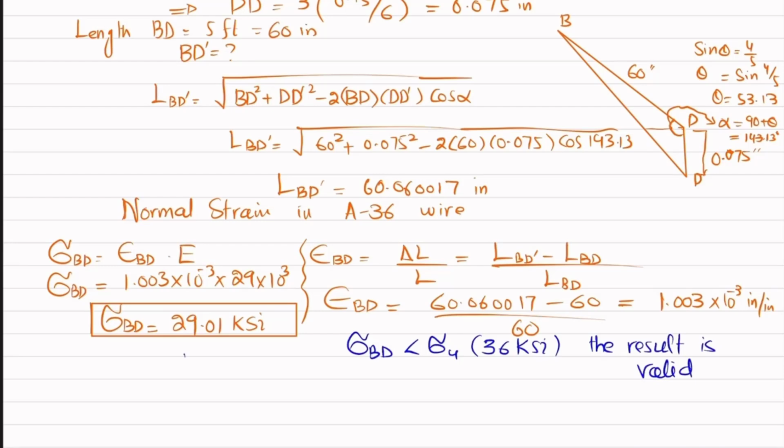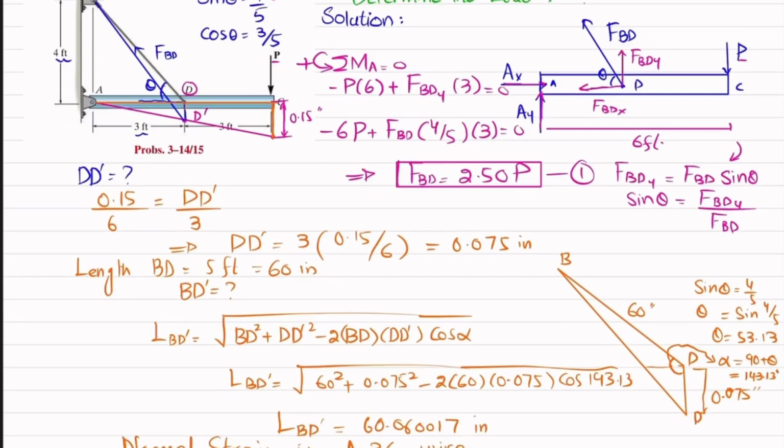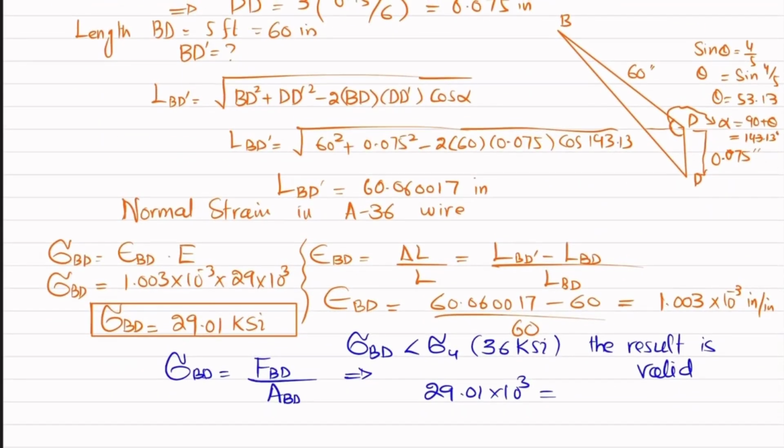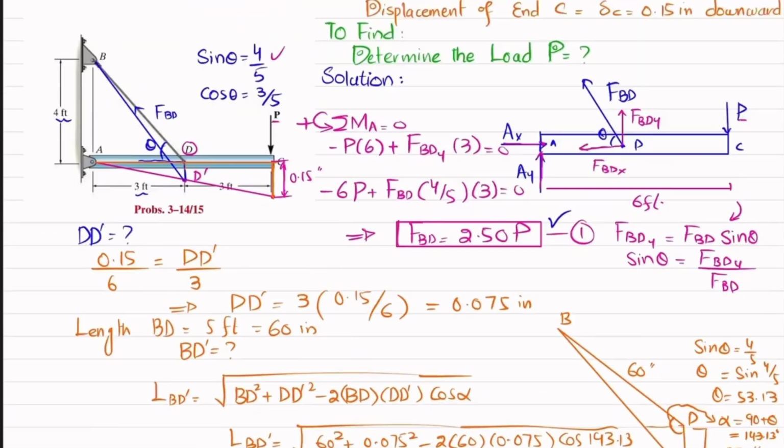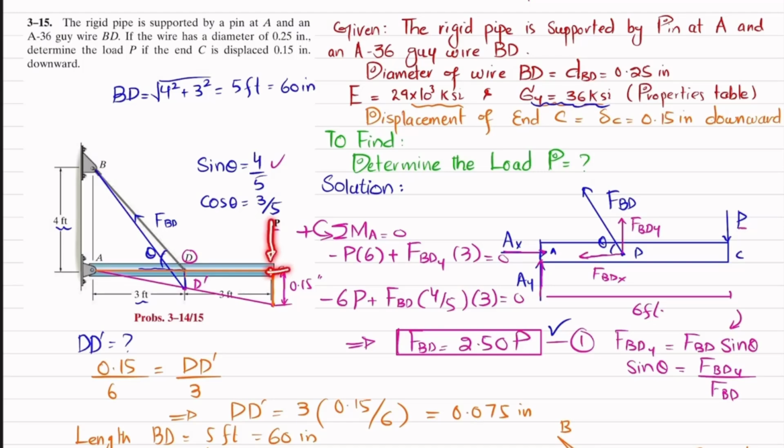So the result is valid. Now we will use this formula, as we know that sigma BD is equal to force in BD divided by area of BD. We have stress in BD as 29.01 into 10 to the power 3 KSI, and FBD from equation number 1 is 2.50 times P, divided by area. The diameter is given, so area is pi by 4 D square, and D is 0.25. When you solve this, you will get P equal to 569.57 pounds, or you can say P is equal to 570 pounds. So this is the answer. This is the amount of load applied to this end, causing point C to move downward by 0.15 inch. And that was all about this problem 3-15.